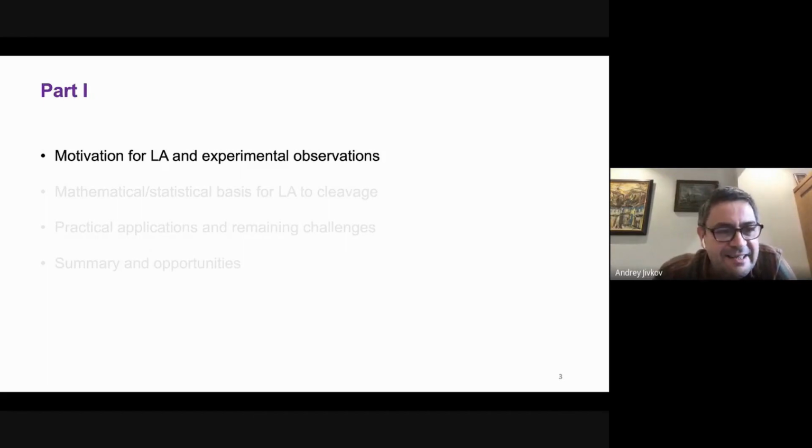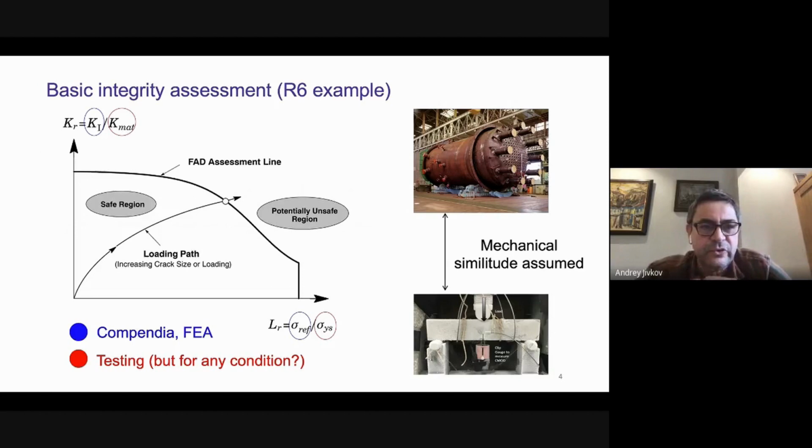So let me start with the motivation. It comes from the need to do integrity assessment of our engineering structures. Here I give an example of the basic procedure for integrity assessment in the nuclear sector in the UK. But the philosophy that is here is actually used in many countries. This philosophy is based on a failure assessment diagram.